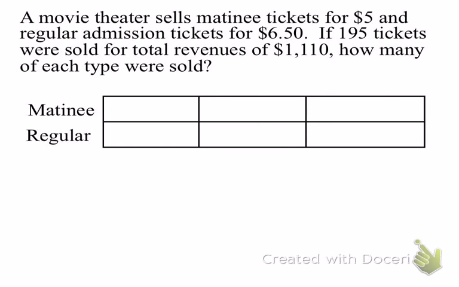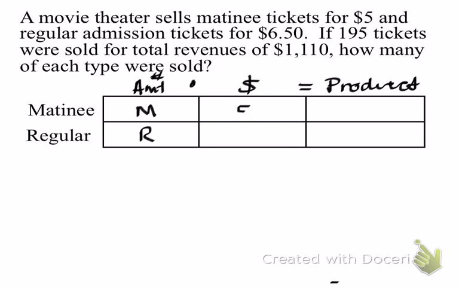And up top, how am I labeling the top of my box? Amount or number. Times unit rate. Times, what's the unit rate? Money, dollars. Good. Equals product. Okay, what am I using for matinee? M. What am I using for regular? R. Price of the matinee? 5. So I move all the way over, it's 5M.